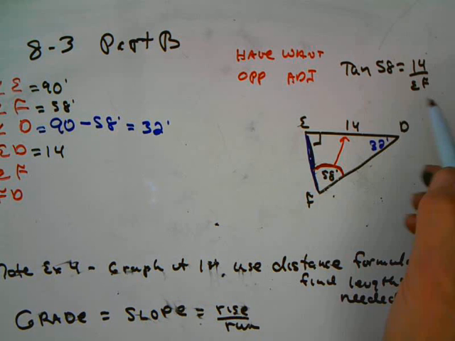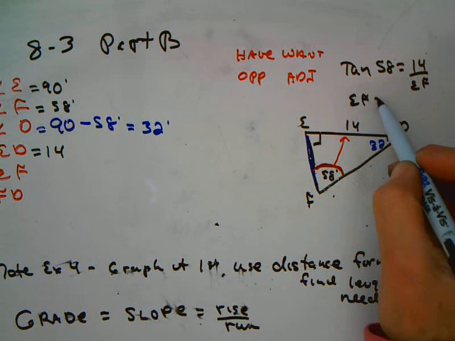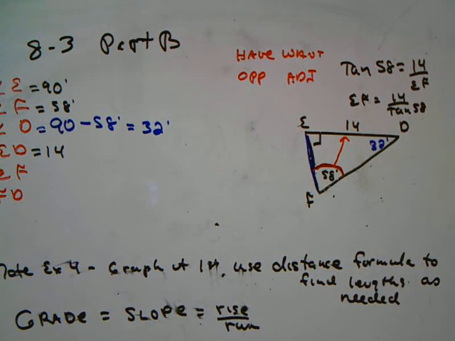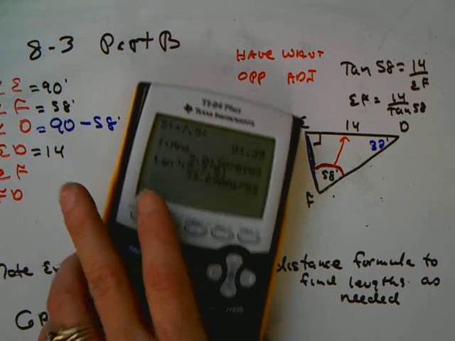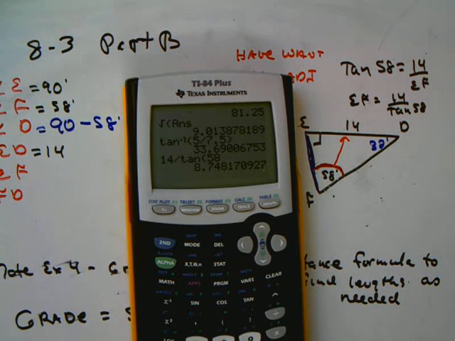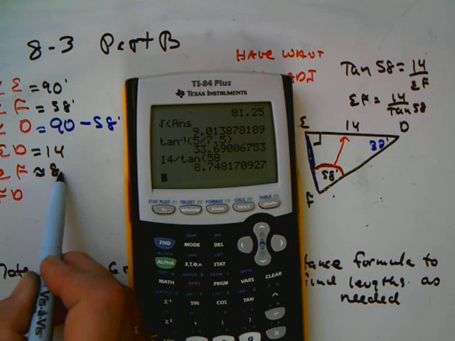Swap those two out. We know EF equals 14 over the tangent of 58 degrees. I'll put that into my calculator: 14 divided by the tangent of 58 degrees. I can see EF is about 8.75. This is an 8, so we're going to bounce it up.